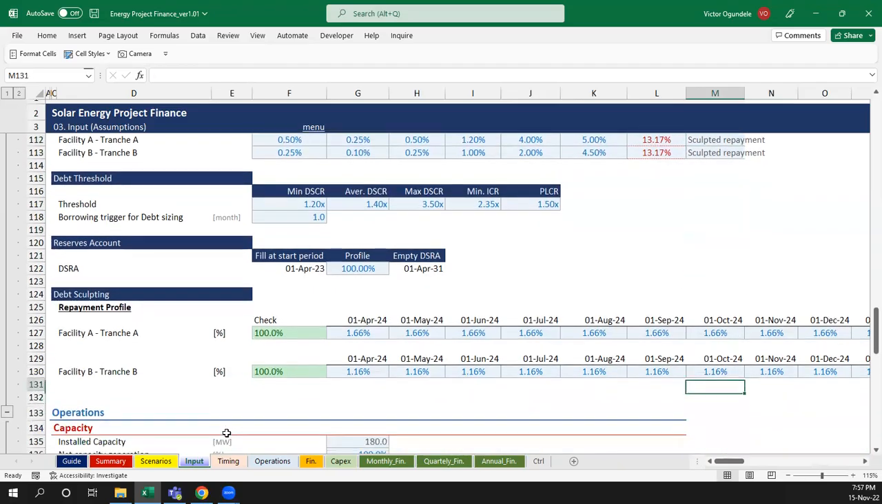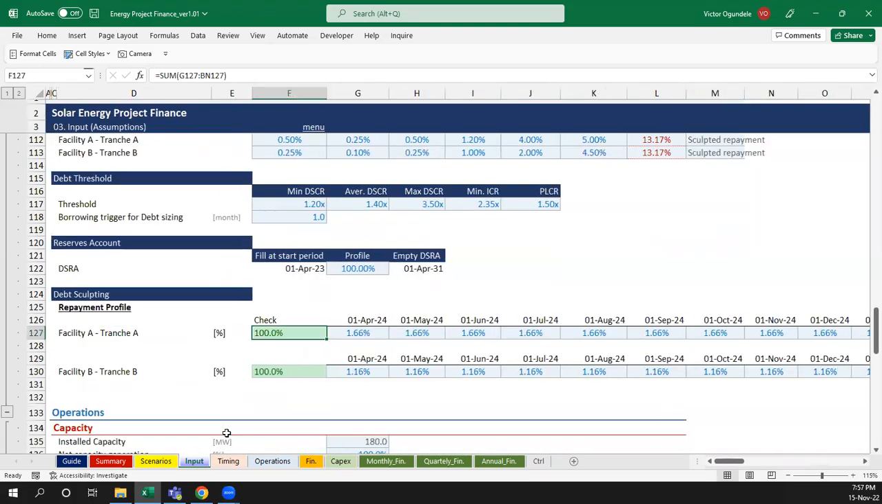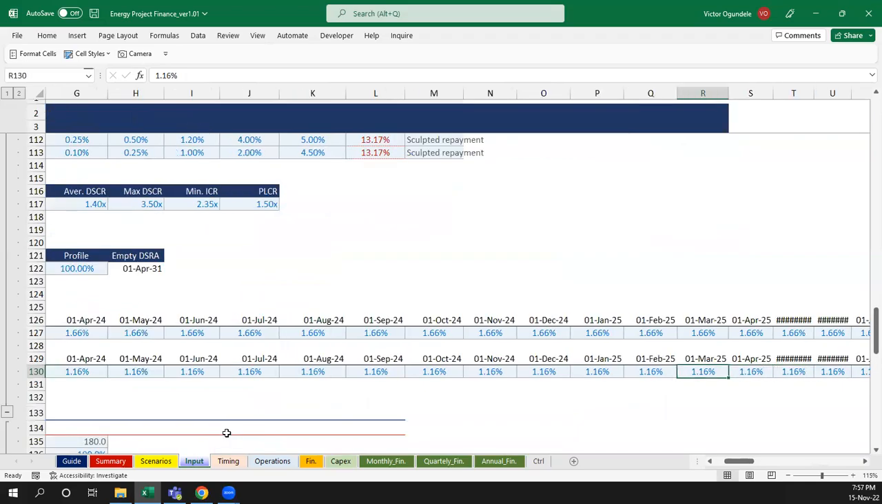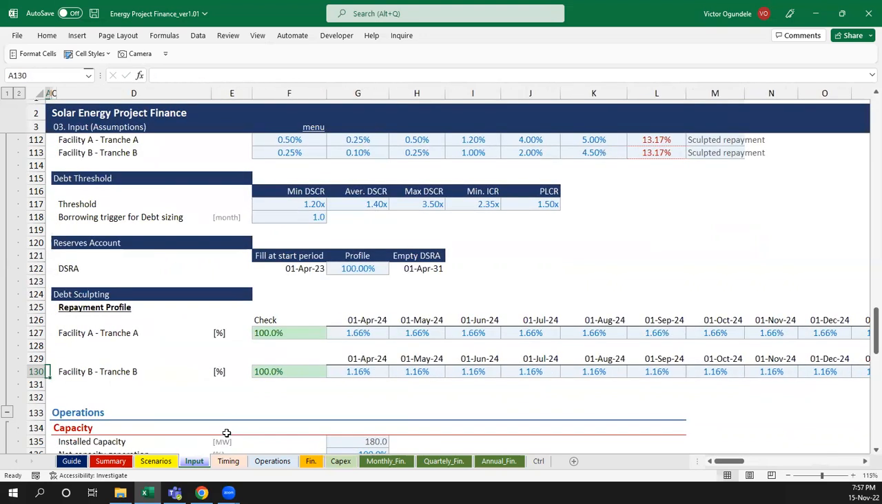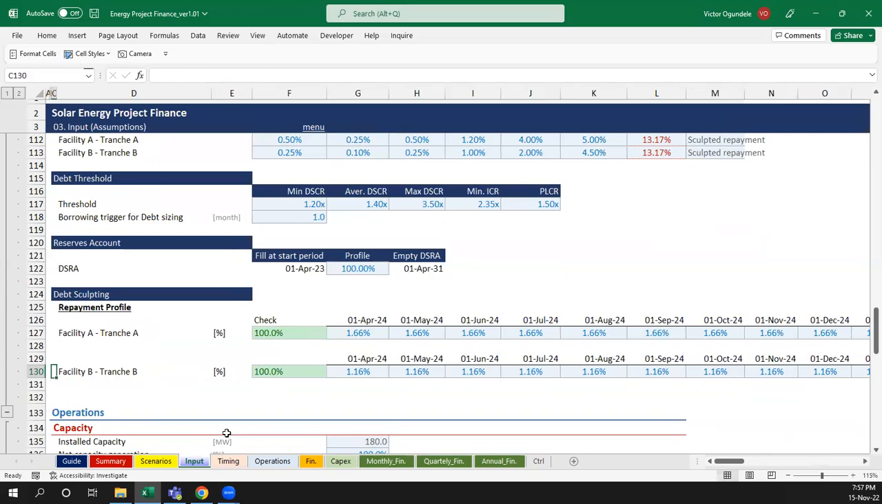So you can see you put your sculpted repayments. This was just built monthly. I can always state that, but at the end of the period, everything was always equal to 100. So maybe in this period they have capital expenses that they need to do, and I'm saying maybe they should not even pay any amount. And we already have a formula here that makes sure that everything always sums up to 100. So you can always determine how you make that repayment.